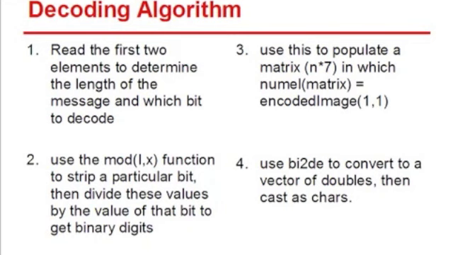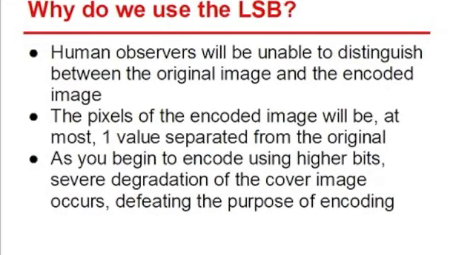We use the least significant bit because human observers are unable to distinguish between the original image and the encoded image. The pixels of the encoded image will be at most one value separated from the original. If you use higher bits, however, severe degradation of the cover image occurs, defeating the purpose of encoding.